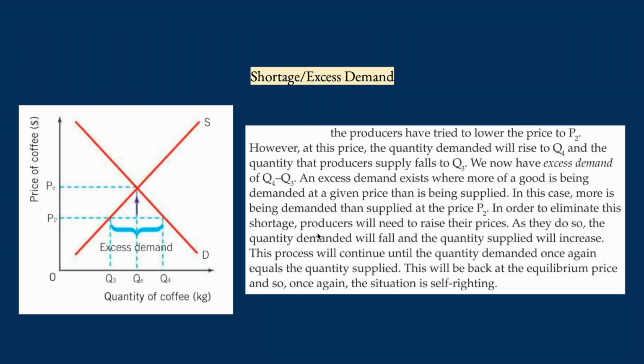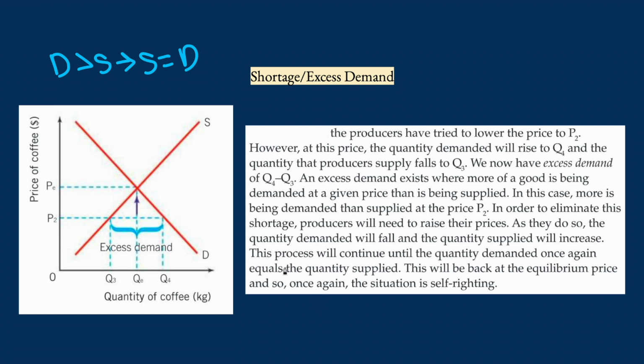Now, I hope you understood the logic of surplus and excess supply, because now we're going to be looking at the exact opposite, but still using the same logic. When demand is greater than supply, but we want to get to supply being equal to demand. Okay, this is going to be known as shortage or excess demand.